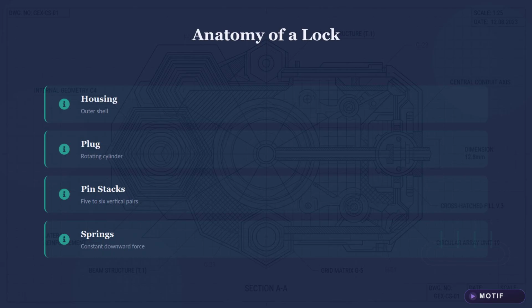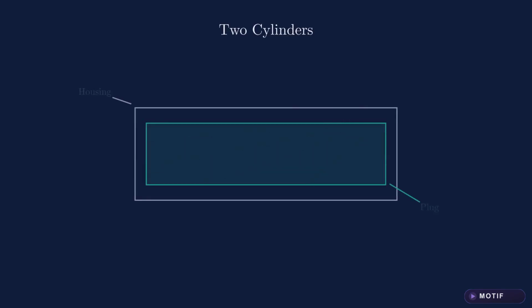Watch how these plain pieces combine, the housing, the plug, the pin stacks, and the springs, into something surprisingly clever. Here's the setup. A cylinder inside a cylinder. What if the inner one could freely rotate? Then anyone could open the door. So how do we stop it and then conditionally allow it?